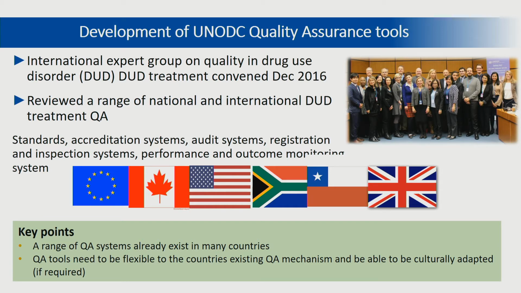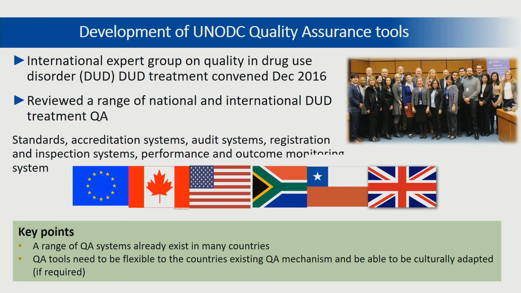The development of the UNODC quality assurance tools: we met first in December 2016. We reviewed a whole range of national and international quality assurance systems. And there's a lot out there, whether that's standards, accreditation systems, audit systems, registration and inspection, performance and outcome monitoring, etc. This is not a blank playing field. There's an awful lot out there. Some of it is generic to the country's health systems, and some of it is specific to substance use disorder.